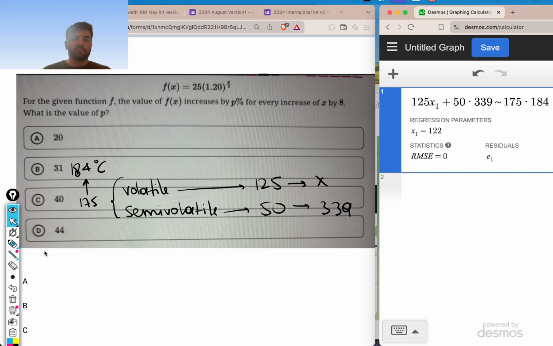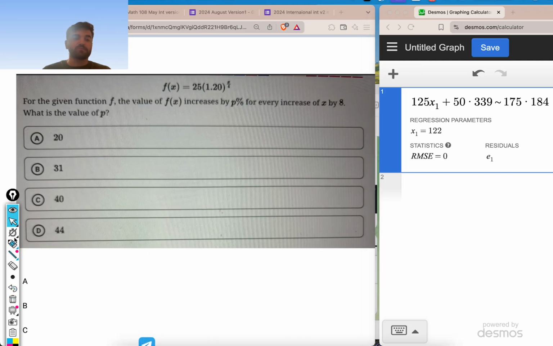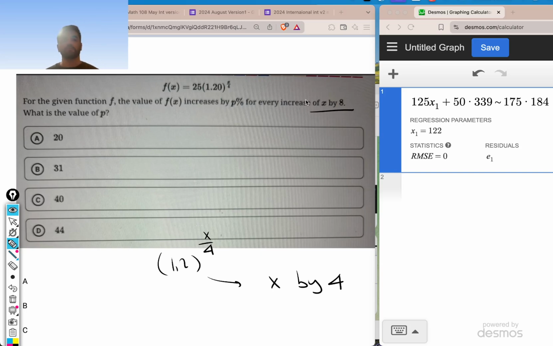Okay, second one. I mean 14. For 14, we have to think it like this. When it says 1.20 to the x over 4, it means that it increases by 20% for every increase of x by 4. But it asks about x by 8, so you cannot take 20% here. Some of you maybe take 20% here, it is not correct. You have to write it like that.